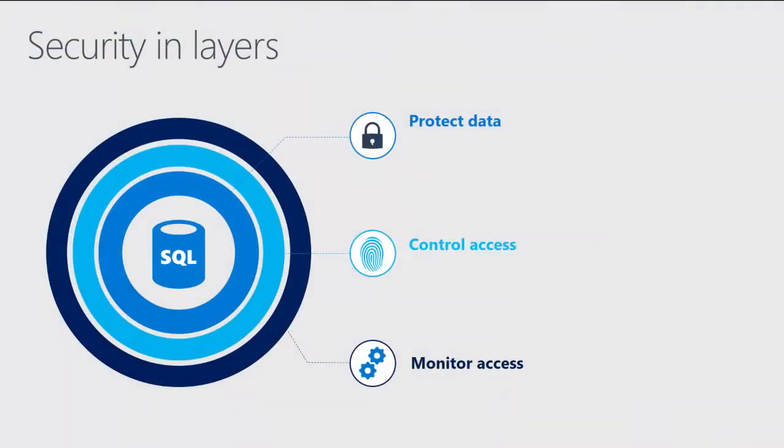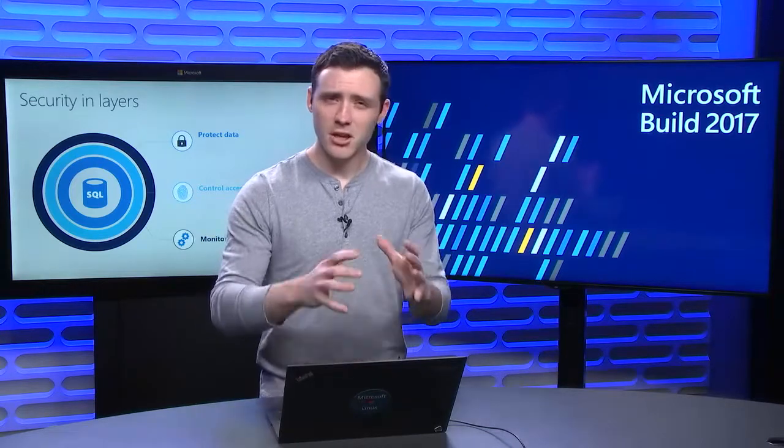So how do we think about security for applications that use SQL Server? The way we think about security is in terms of layers. And at the center, of course, you have your data. And then the first layer of security is all about how you protect the data itself, typically by using some form of encryption. The next layer of security is about controlling access to the data through authentication and authorization, who has access to which parts of your data.